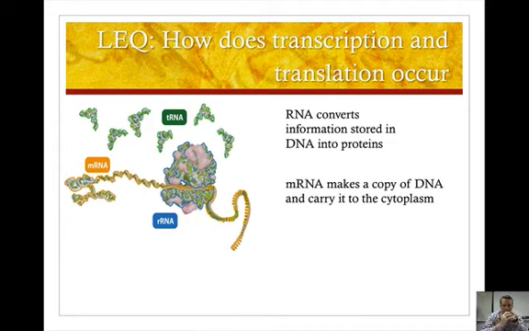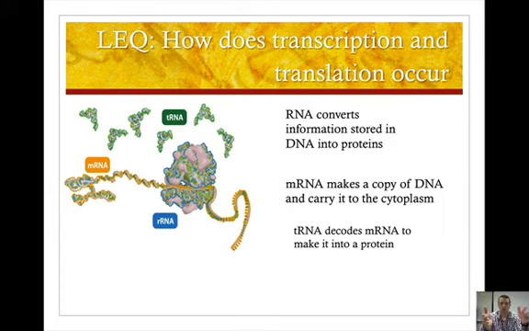Now, what about mRNA? mRNA makes a copy of DNA and carries it to the cytoplasm. So we saw again in that picture where that mRNA made a whole other sequence from that DNA strand, and then it carries that into the cytoplasm. tRNA decodes mRNA to make it into a protein. So the tRNA will take that mRNA sequence and break it up into those codons, and those codons make amino acids, and amino acids are turned into proteins.